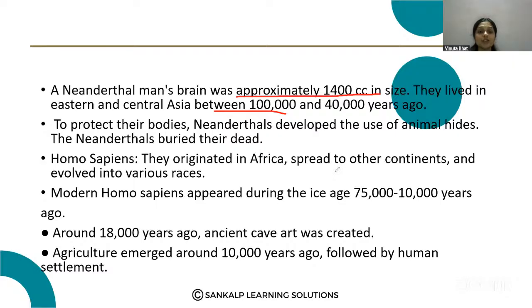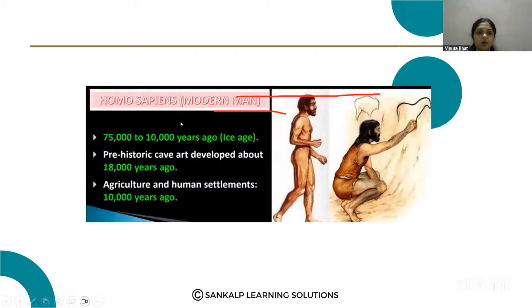Modern Homo sapiens appeared during the Ice Age, 75,000 to 10,000 years ago, and around 18,000 years ago ancient cave art was created, and agriculture emerged around 10,000 years ago, followed by human settlement. So these are all things that we can observe. You can see the cave art, agriculture and human settlements.